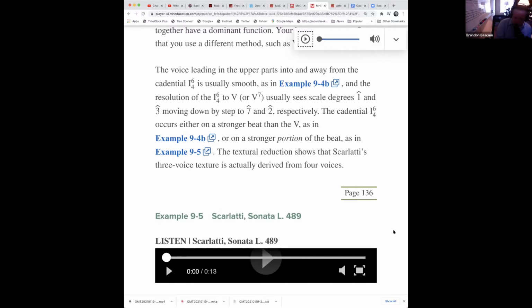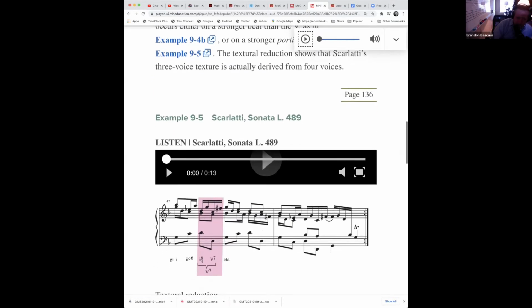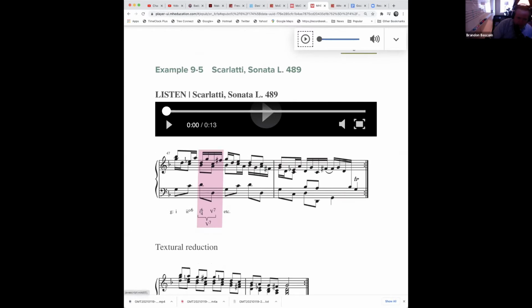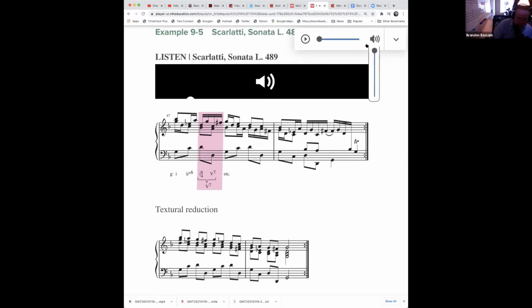The textural reduction shows that Scarlatti's 3-voice texture is actually derived from 4 voices. Let me know if you can hear this. Example 9-5.